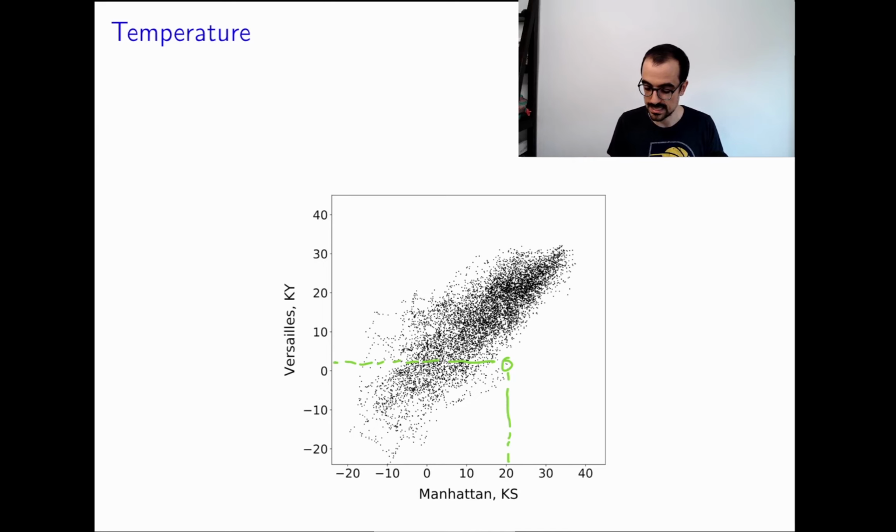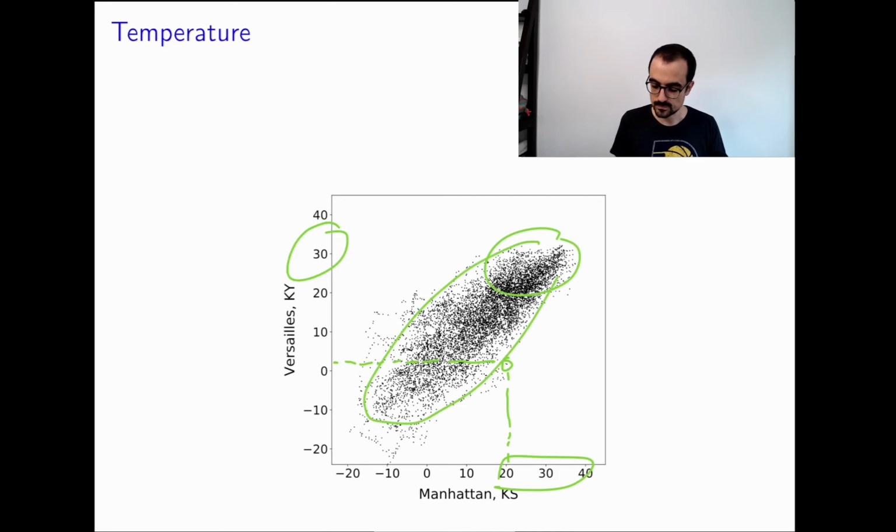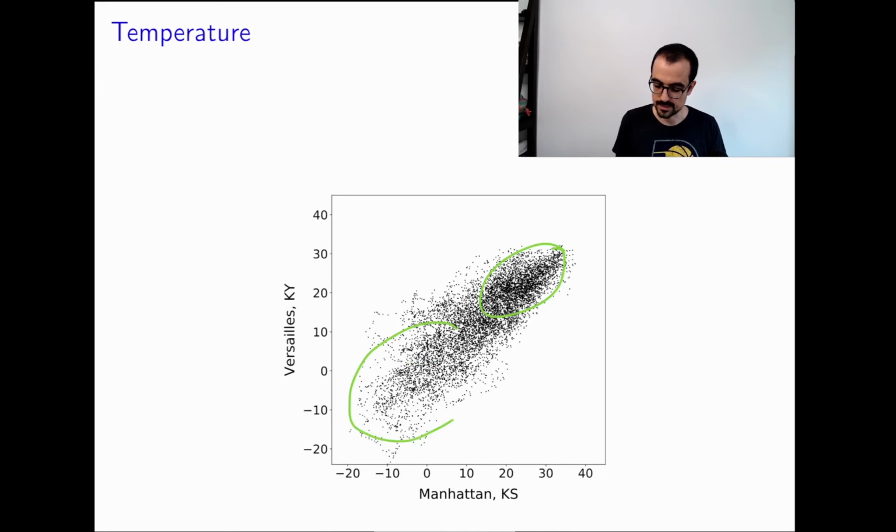In general, we see that when the temperature is high in Manhattan, it's also high in Versailles. But the distribution is actually kind of interesting because there are more points concentrated here, whereas there are many fewer points concentrated here. So when it's cold, there seems to be more variation as opposed to when it is warm. That we can just see by looking at this scatter plot.